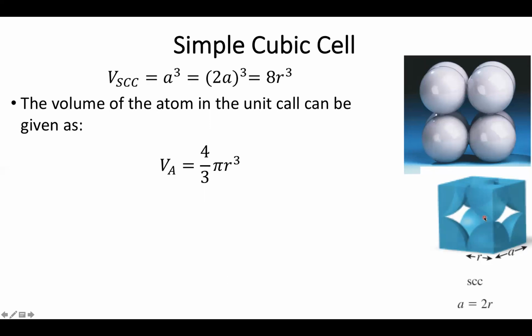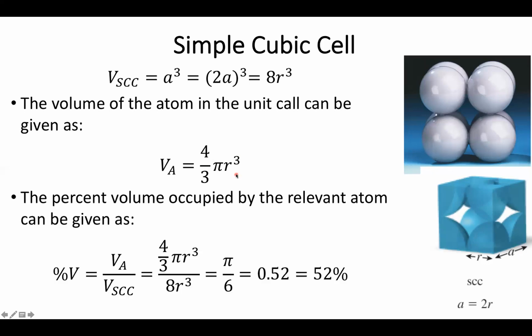So what we can do is determine the volume of each of the individual atoms. So we have 1 atom per unit cell, and that atom has a volume of 4/3 pi r cubed. So this is again from basic geometry. Then I can find the percent of the volume that's my atom and the percent that's empty space. So I'll take the volume of my 1 atom and divide it by the volume of my cube.